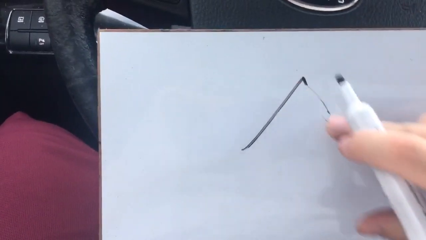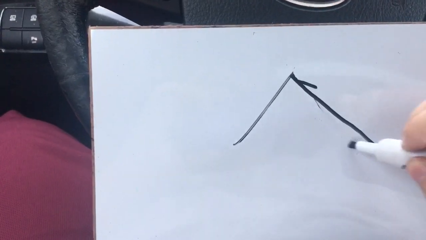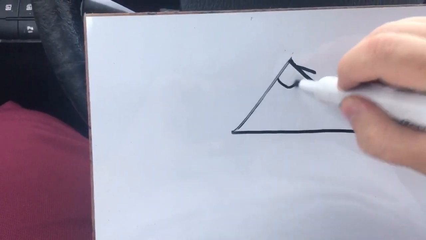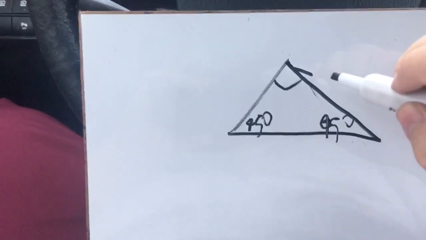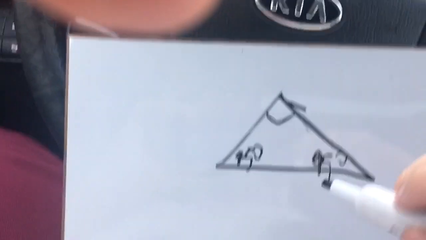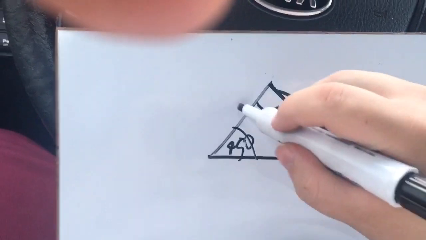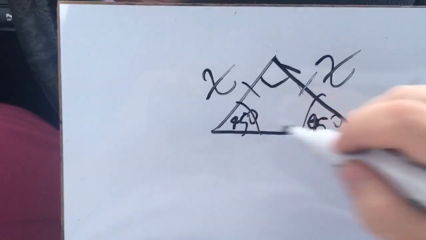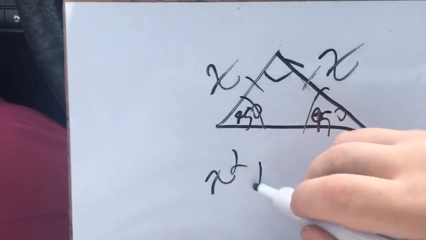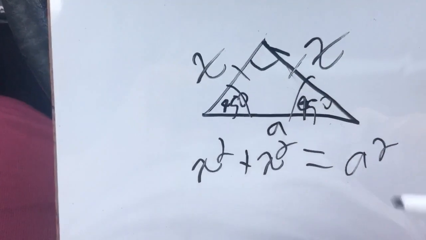We have the 45-45-90 degree ratios, and this is an isosceles triangle. If the two base angles are equal, then these two sides are equal. So this is x, this is x. Now all we have to do is use the Pythagorean theorem to find the missing side. So x squared plus x squared is equal to a squared. I'm going to call this a.